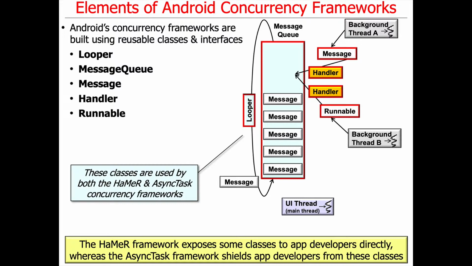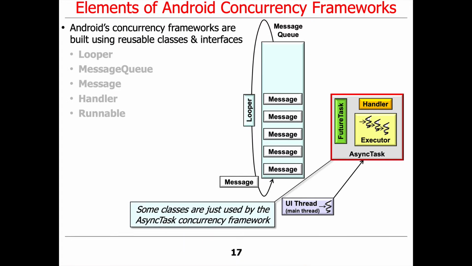All five of these classes are used by both the HaMeR and the AsyncTask concurrency frameworks. As we'll see, the HaMeR framework exposes some of these classes to the app developers directly, in particular messages, handlers, and runnables in conjunction with threads, whereas the AsyncTask framework shields the application developers from the knowledge of these classes. They hide those details behind the AsyncTask API.